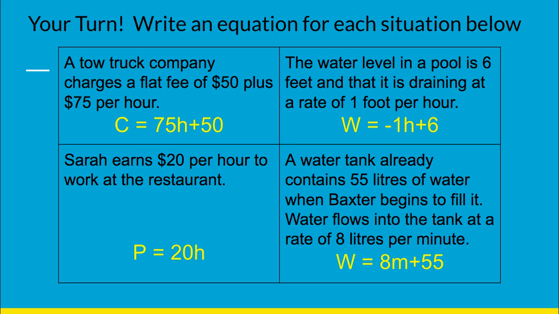Sarah earns $20 per hour to work at the restaurant. Our initial value here was 0, and the rate of change is 20. So the total pay equals 20 times the number of hours. A water tank already contains 55 liters of water when Baxter begins to fill it. Water flows into the tank at a rate of 8 liters per minute. We are starting with 55 liters, so 55 is our constant, and it was going up by 8 every minute. So the water level equals 8 times the number of minutes plus 55.